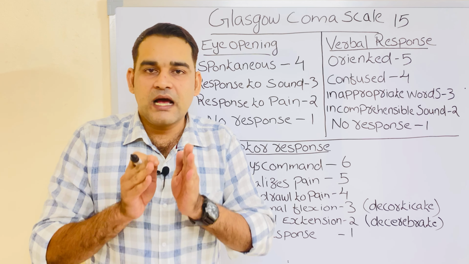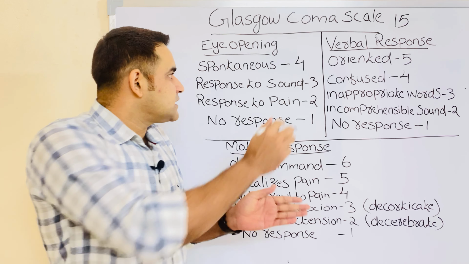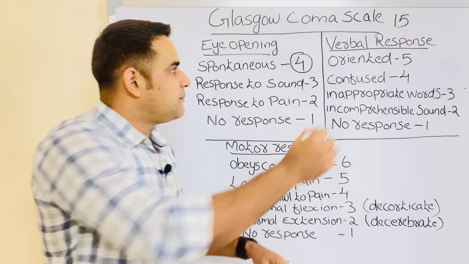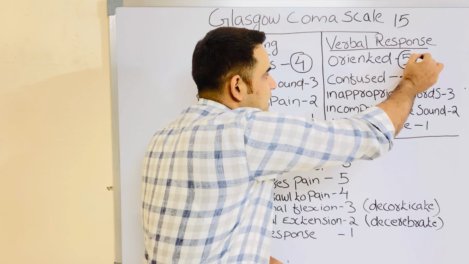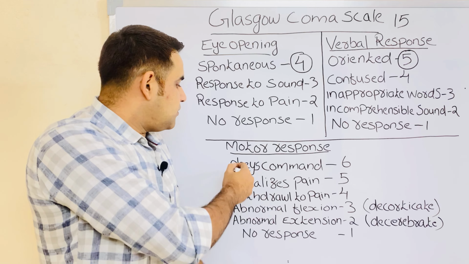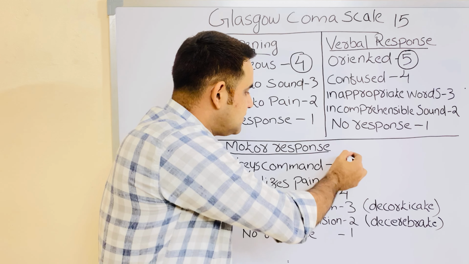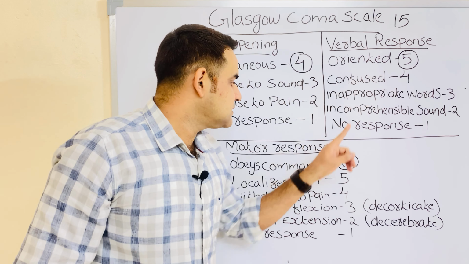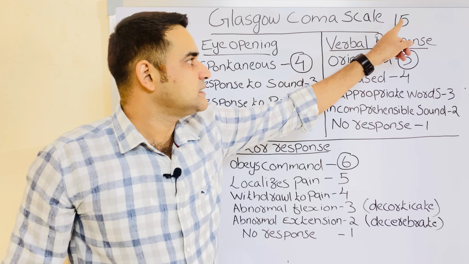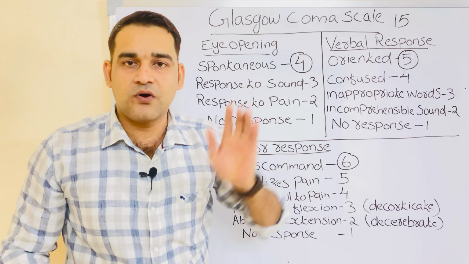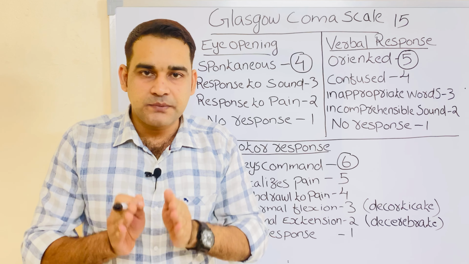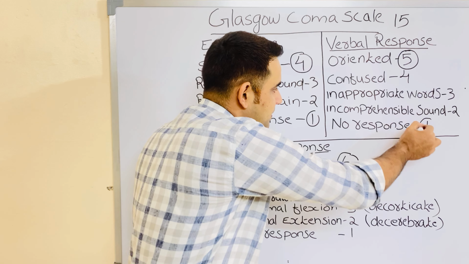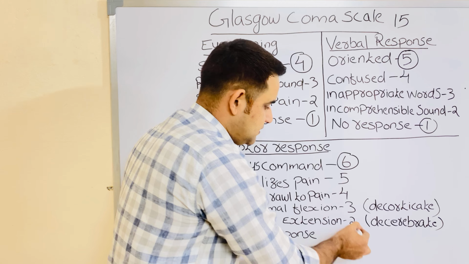So here in the Glasgow coma scale, spontaneous response is there. 4 mark you have given. Now you are checking the verbal response. Patient is oriented. So you are giving 5 mark. Now your patient is obeying the command. Now you see 4 plus 5, 9 plus 6. The maximum score is 15. And the minimum score, that is no response, we are giving 1 mark each. Minimum score will be 3 mark.